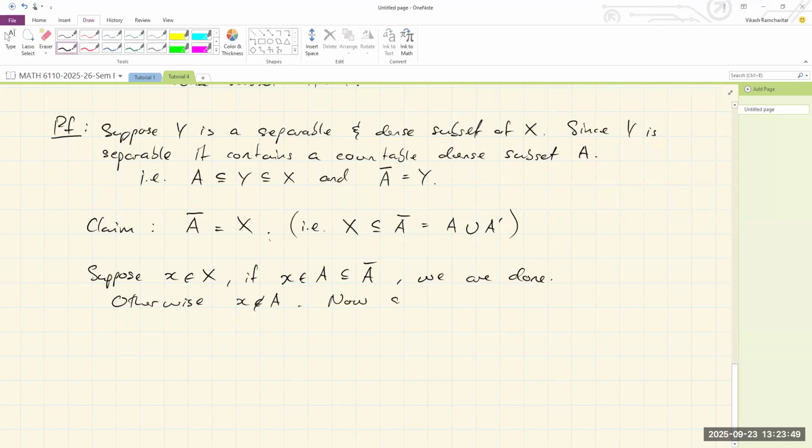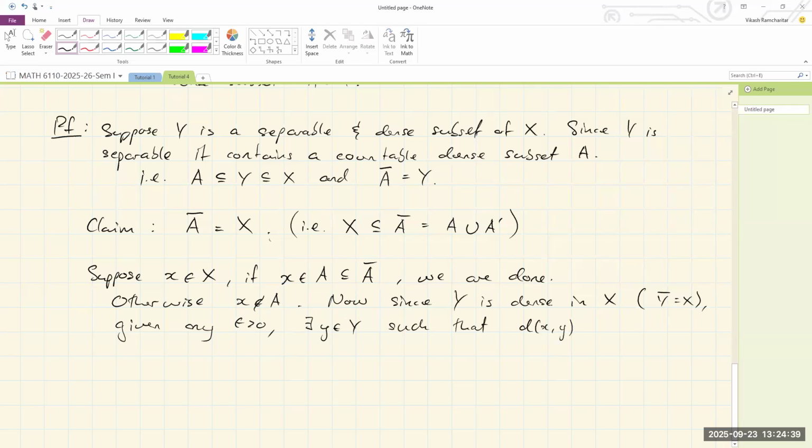Now, since I know that Y is dense in X, we assume that to begin with, since Y is a dense subset of X, that means that the closure of Y is equal to X. It means that given any epsilon bigger than 0, I could always find a point in Y arbitrarily close to x, such that these two points are arbitrarily close together. And I'll take it to be epsilon over 2.